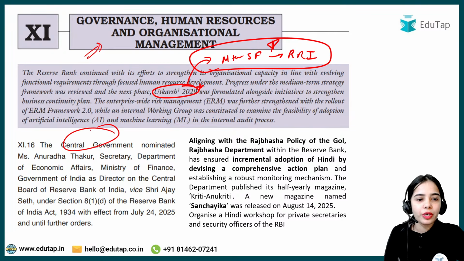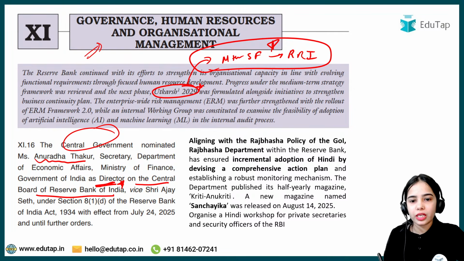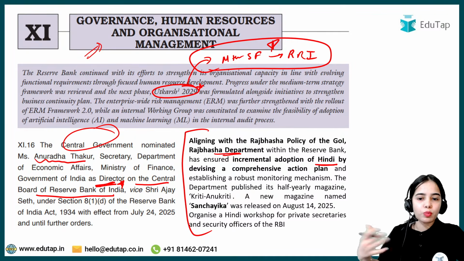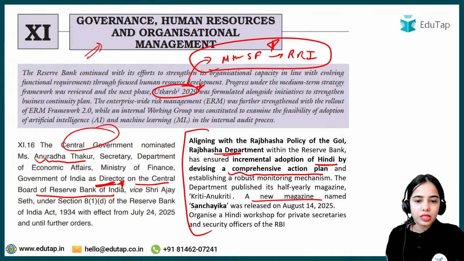The Central government nominated Ms. Anuradha Thakur as a director on the Central Board of Reserve Bank of India. Under the Rajbhasha department, it has been said that we have to focus more on Hindi, and there is a comprehensive action plan required to focus on Hindi more. A new magazine named Sanchayika has been released.